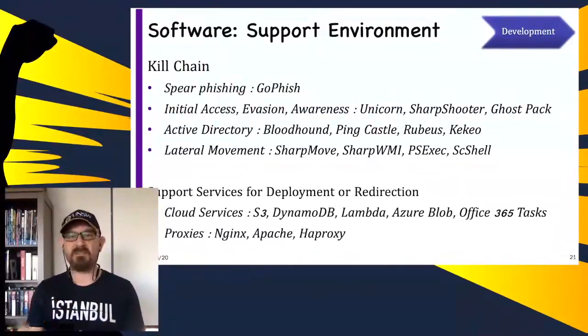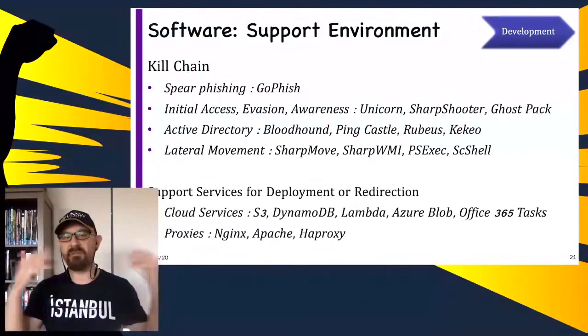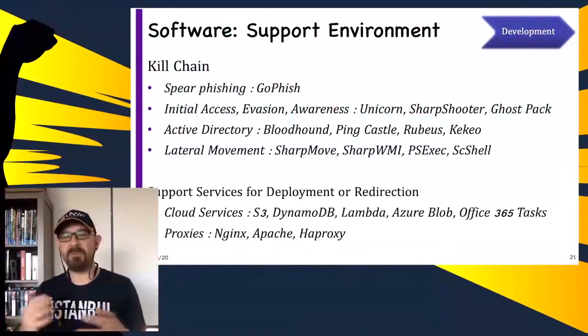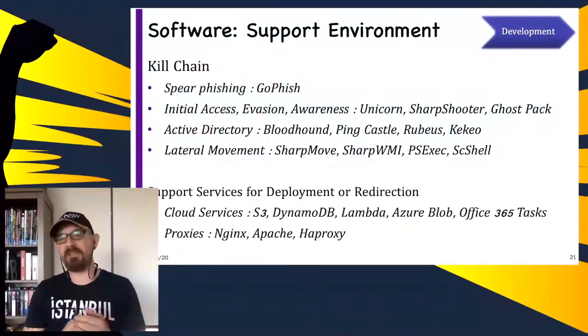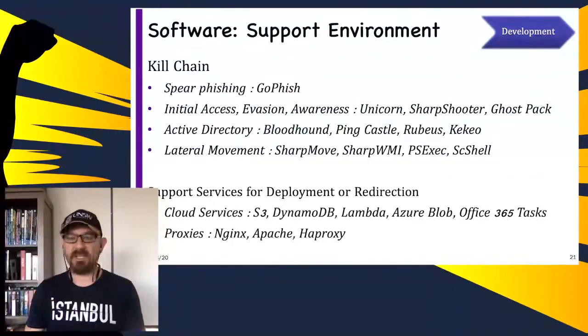PingCastle will discover the vulnerabilities, BloodHound will reveal the infrastructure issues, and Rubeus and Kekeo will help you perform Kerberos attacks. From a lateral movement perspective, you can use multiple protocols, and there are tools to perform this easily as well. And you can use native cloud services.